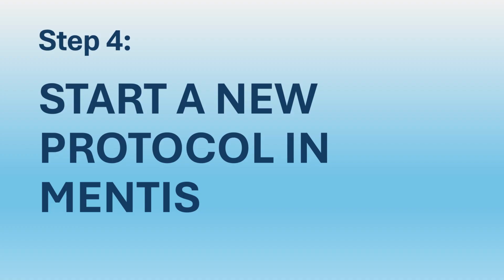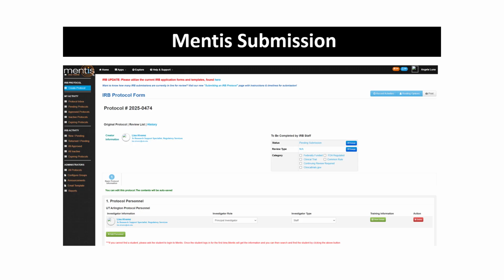Once your application and consent form have been completed, you're ready to start the submission process in Mentis. The next few slides will walk you through the submission process. Once your submission is ready for IRB review, you will need to upload all of your documents into Mentis. This is an example of what a human subject research protocol looks like within Mentis.